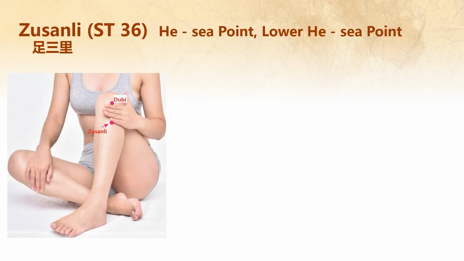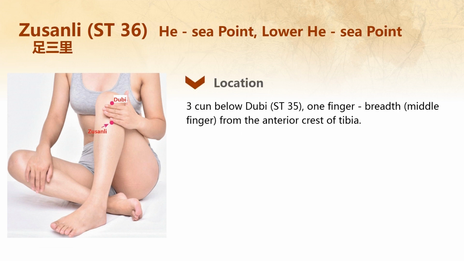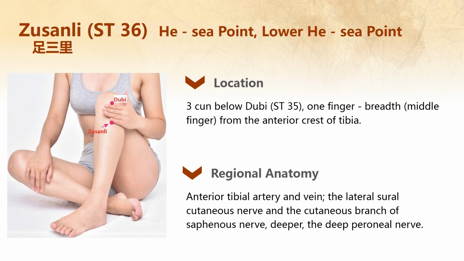Zusanli, it is the he-sea point, lower he-sea point. Location, 3 cun below Dubi, 1 finger breadth from the anterior crest of the tibia. Regional anatomy, anterior tibial artery and vein, the lateral sural cutaneous nerve, and the cutaneous branch of the saphenous nerve, deeper, the deep peroneal nerve.